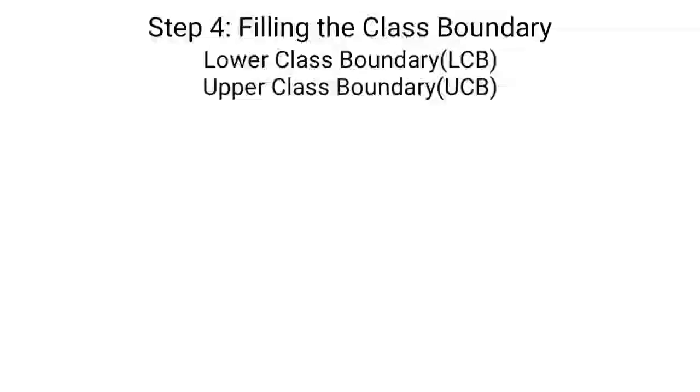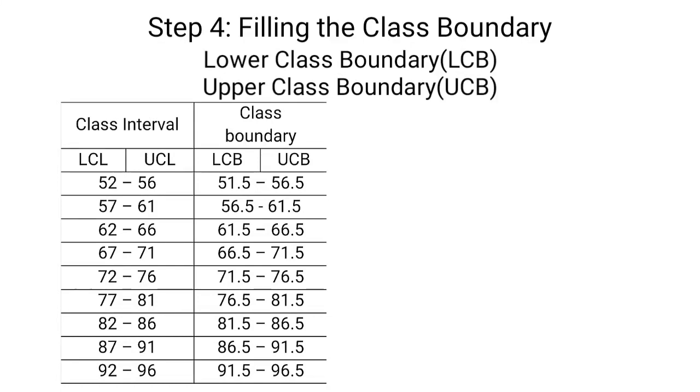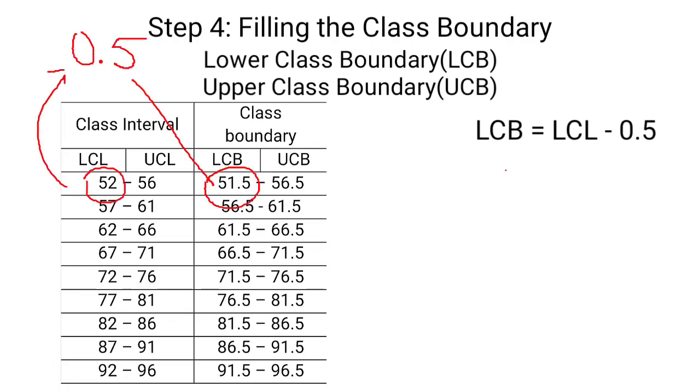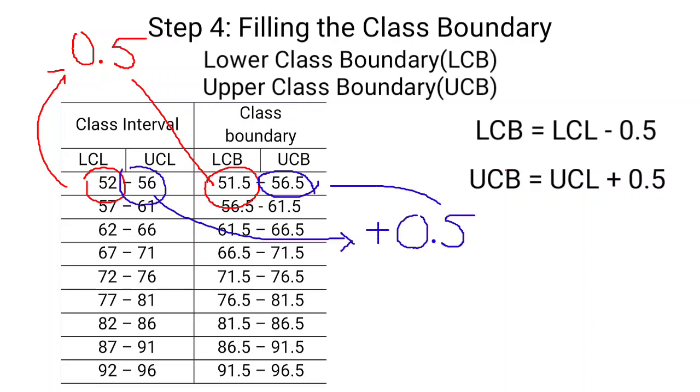Class boundary contains the lower class boundary or LCB and the upper class boundary or UCB. To establish the class boundaries, you need to subtract 0.5 from the lower class limit to get the lower class boundary. For instance, 52 minus 0.5 will give you 51.5 as your lower class boundary. To get the upper class boundary, add 0.5 to the upper class limit. For instance, 56 plus 0.5 will give you 56.5 as your upper class boundary. The same process applies to the other class intervals.